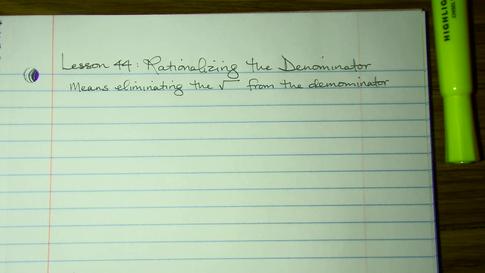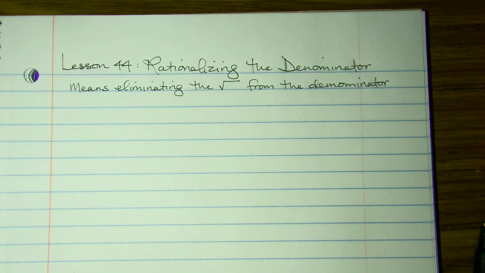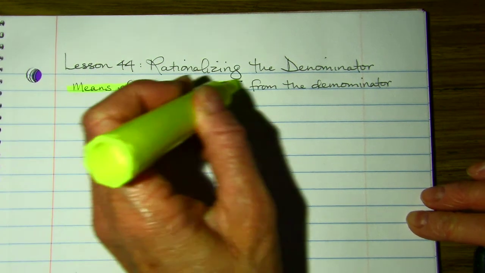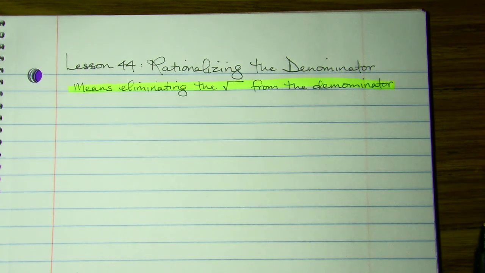When I say rationalizing the denominator, that means we are going to be eliminating the square root from the denominator. There are several things that we cannot have in the denominator. We can't have 0 in the denominator. We can't have a radical symbol. And we can't have i. So we're just going to start today with rationalizing radicals out of the denominator.